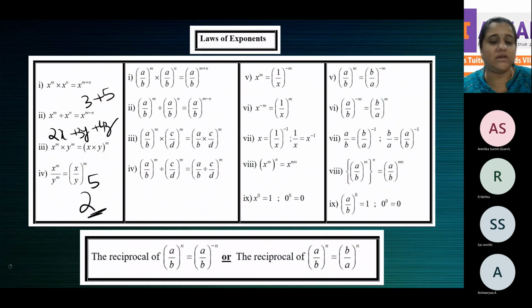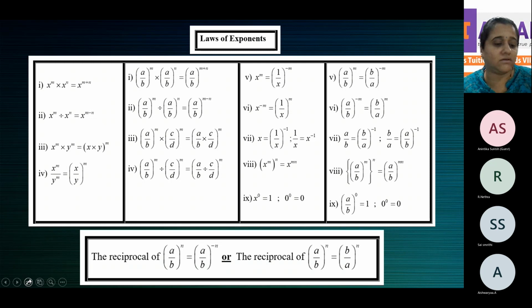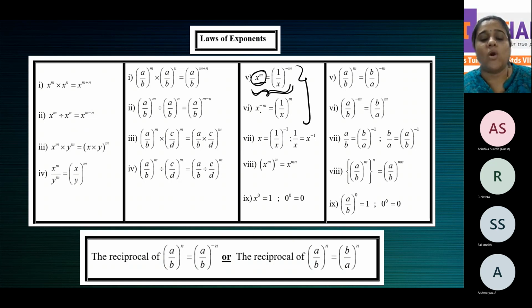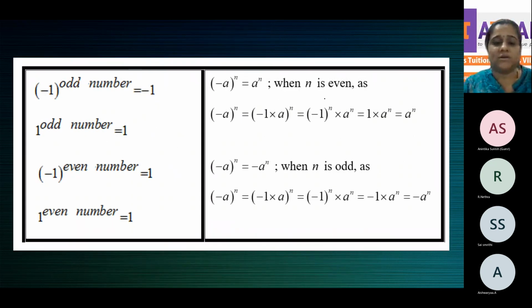Now, listen carefully to what this rule has to say. This rule tells us the other way of writing x to the power m. These two rules tell us what the other way of writing x to the power m is, and what the other way of writing x to the power minus m is. That's what is given in these two rules. Let me show them here.